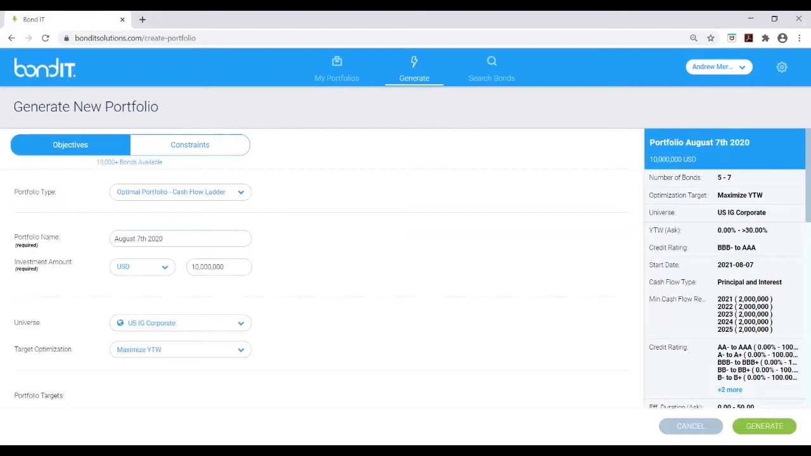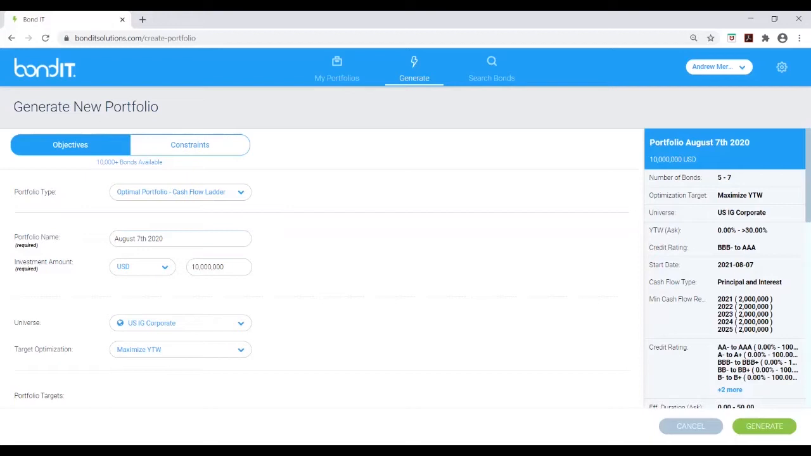Here we have selected today's portfolio to be constructed from the US investment-grade corporate universe of bonds, but the possibilities are endless and include multiple currencies and bond universes globally. bondIT is data agnostic, built to leverage any alternative, market, proprietary data you would like to utilize.